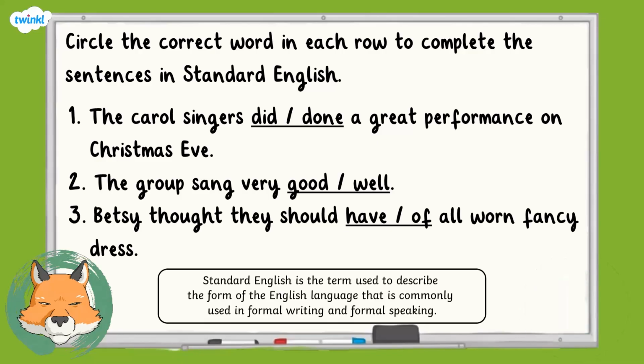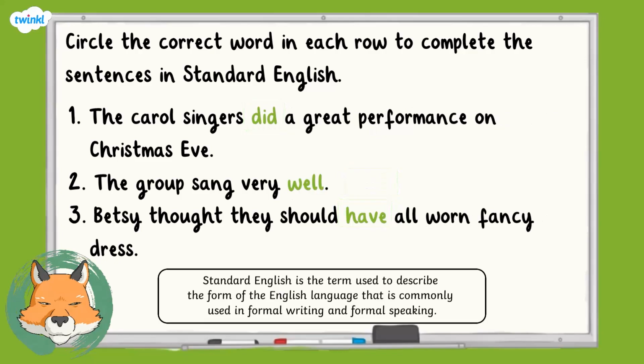How did you get on? Did you say the sentences out loud to help you? In the first sentence, the correct answer is did because the simple past tense is needed here. In the second sentence, the correct answer is well. This is because well is an adverb and describes how the group sang. The word good does not work here because it is an adjective. In the third sentence, the correct answer is have. Of is not a verb and does not work in this sentence. Well done if you got those right.